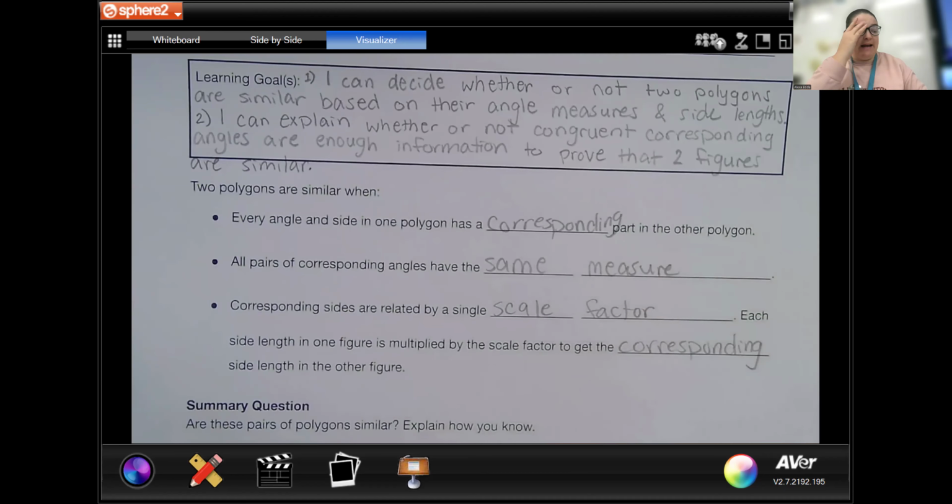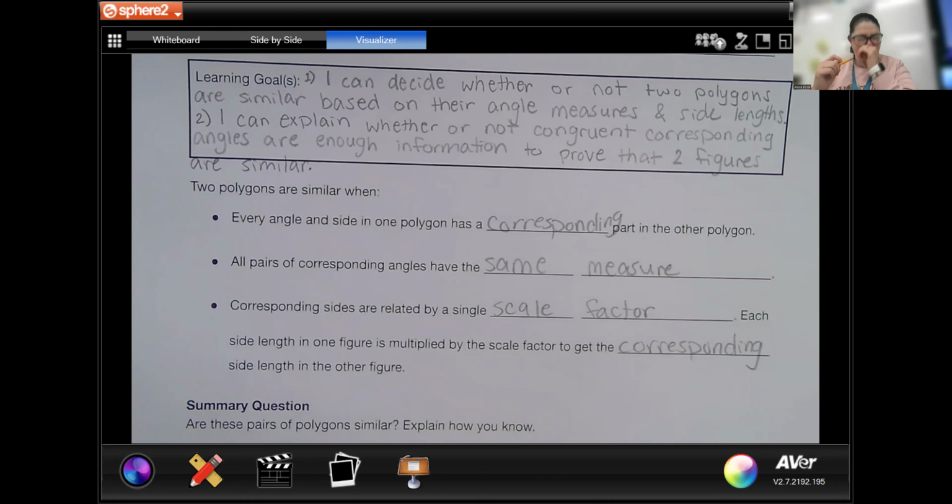So when we were dilating last week, we knew that we were able to multiply the coordinate points by the same scale factor to dilate them. Well, if you are multiplying by two different scale factors, you're not doing a proper dilation. It's not going to give you a similar figure.